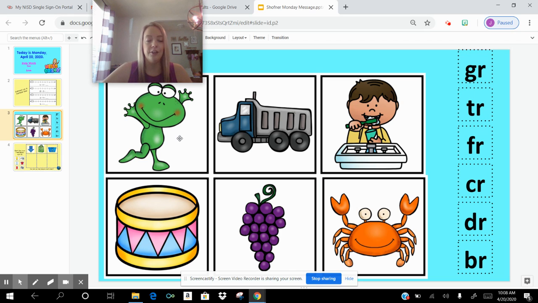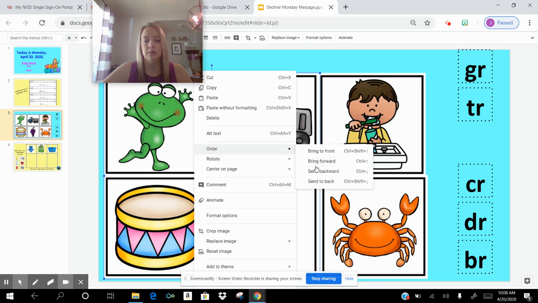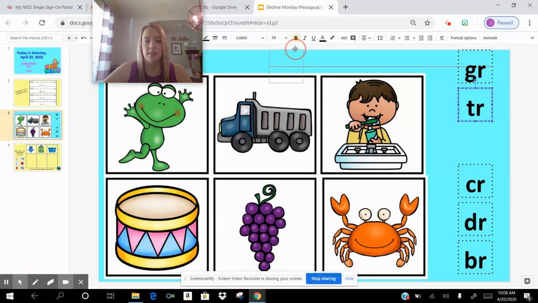Right here we have a frog. What's the sound that you hear? Frog. Do you hear the F and F? So that's FR. Okay. Oops. Then I think it's just going to disappear like that, boys and girls. That's okay. The next one is truck. tr, tr. Do you hear the tr, T sound? Good. We'll put it up here so you can see it.